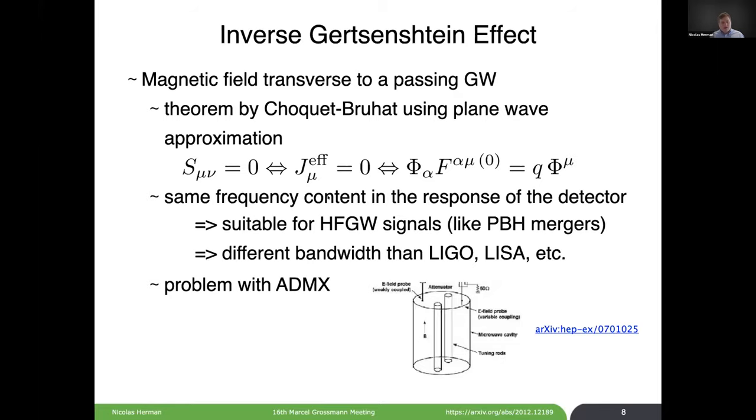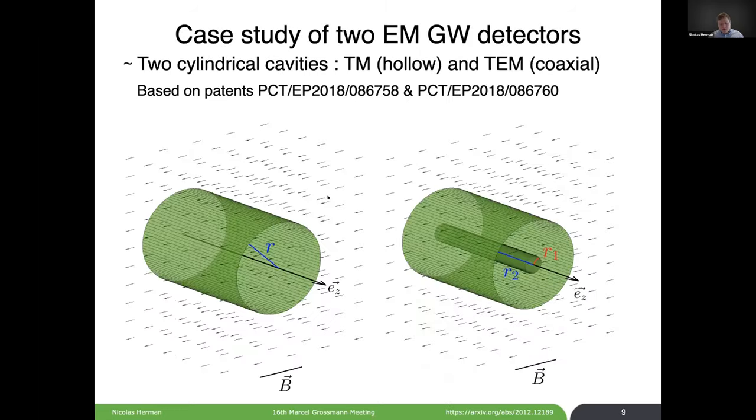And if we look at the dark matter field, there is the axion dark matter experiment, and it's a resonant electromagnetic cavity, but the magnetic field is longitudinal and not transverse. So we have to rotate the magnetic field if we want to do something with this kind of experiment. So in the paper on arXiv that you can find here, the link is above here. We study two cylindrical cavities, first the hollow one, TEM resonator, and the coaxial one, TEM resonator. It's patented detectors, and you can see here the magnetic field transverse to the cavity.